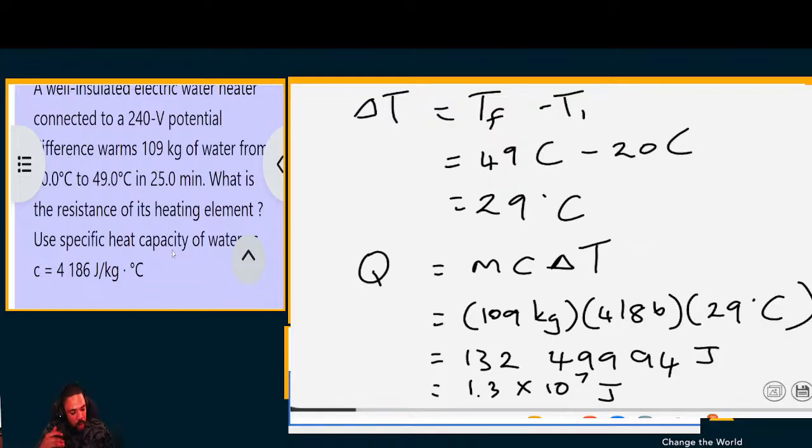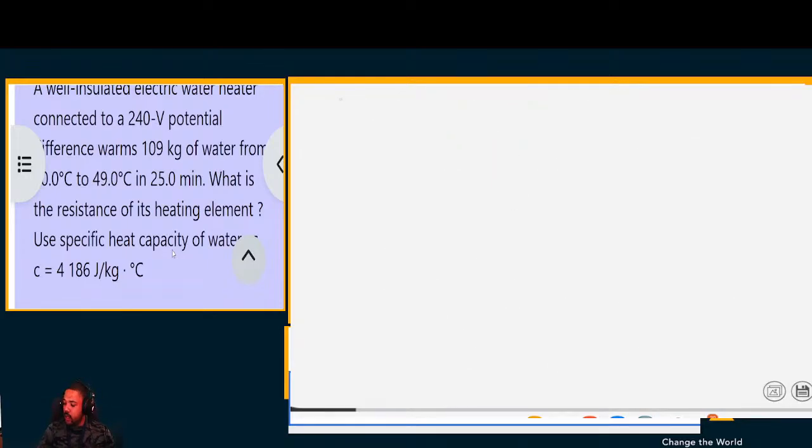Now, using the amount of energy that this element produced, remember it didn't just produce it in the snap of your fingers or in a blink of an eye. It produced this amount of energy over a period of time, and that time is 25 minutes. So how many seconds are there in 25 minutes?